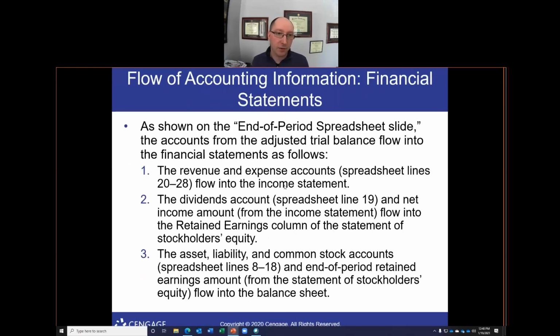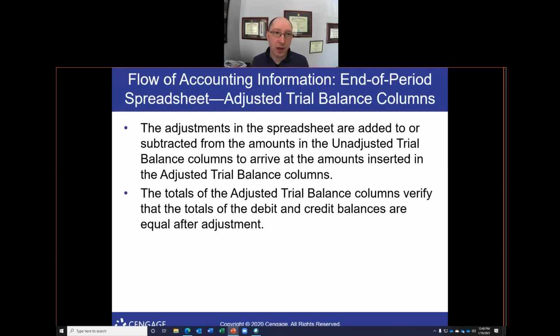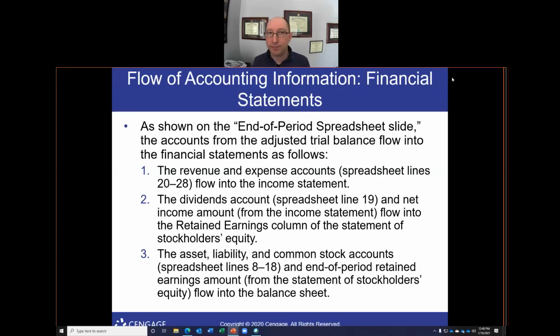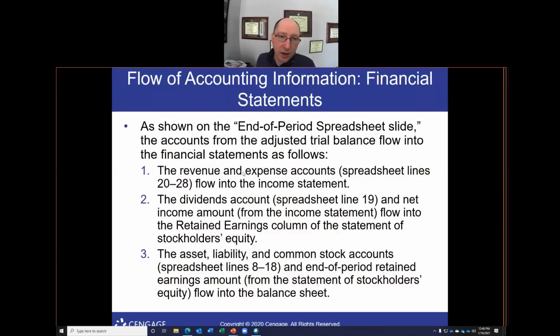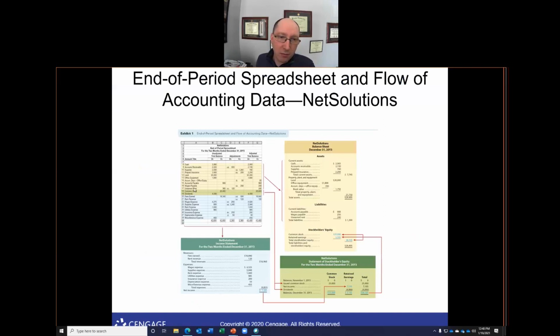Let's talk about this. How the flow of accounting information works. There's a couple of spreadsheets in here that are somewhat helpful, but probably not as helpful. The idea here is that we see the flow of accounting information.